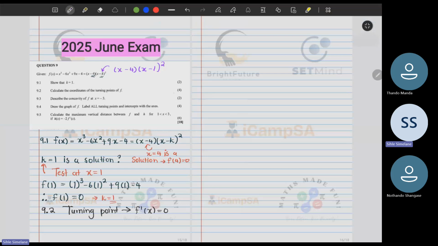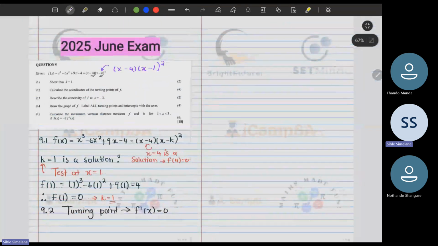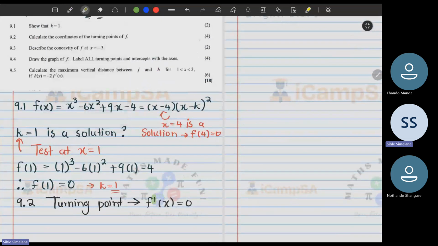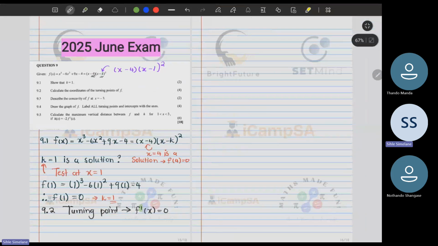Okay, I see. So let's move on then and have a look at this one. They're saying they want the turning point. And for the turning point, we know we always need our derivative equal to 0. But when we look at our graph, we need to multiply it first. So we have f of x equals x minus 1, x minus 4, and we have x minus 1 all squared because we know k now. So this means we have f of x equals x minus 4 times x minus 1 times x minus 1.